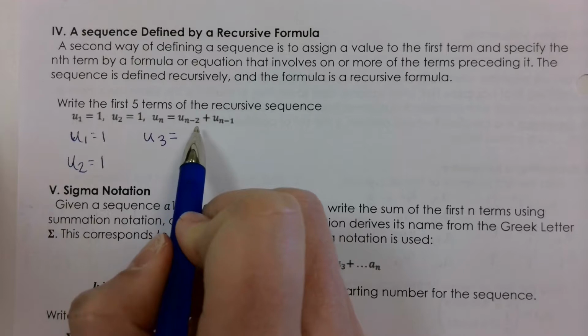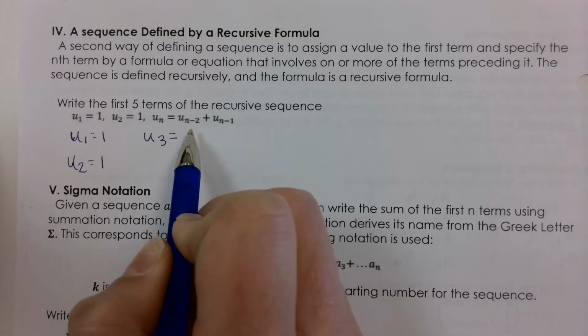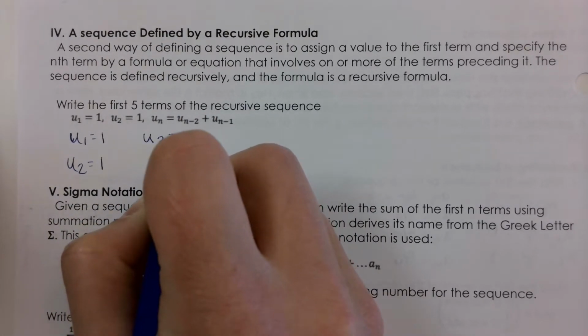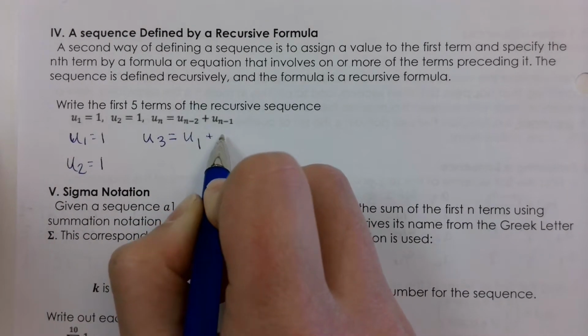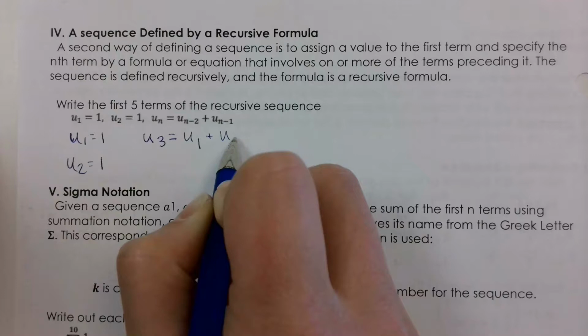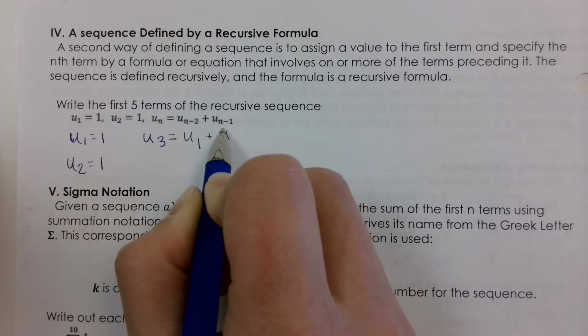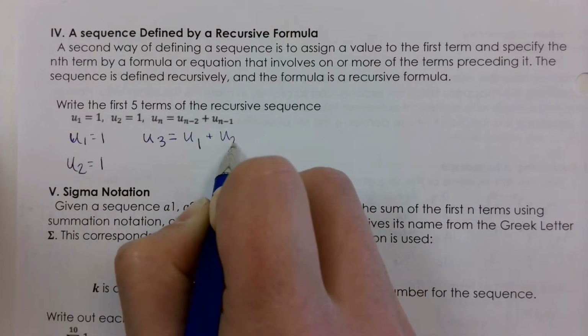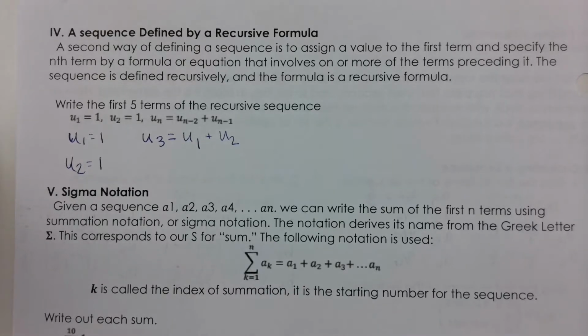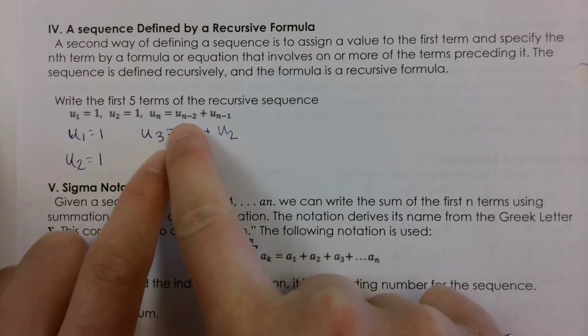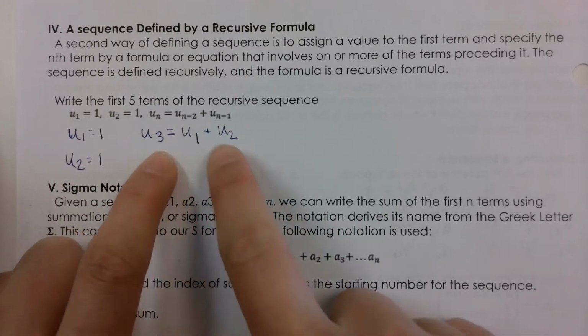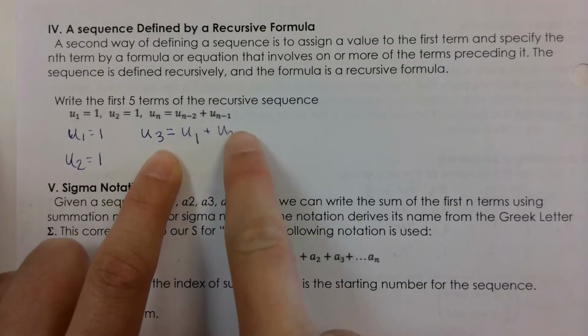If we do 3 minus 2, what do you get? 1. So u sub 1 plus 3 minus 1 gives you what? 3 minus 1, 2. So u sub 2 there. Does that make sense? So you're taking whatever your n is. We're using this rule right here. So n minus 2. 3 minus 2 gave us 1. N minus 1. 3 minus 1 gave us 2.